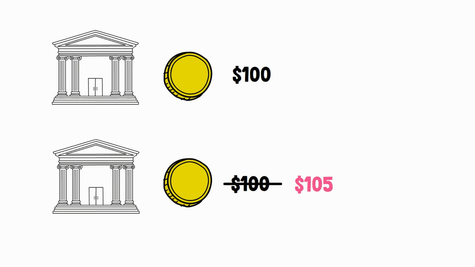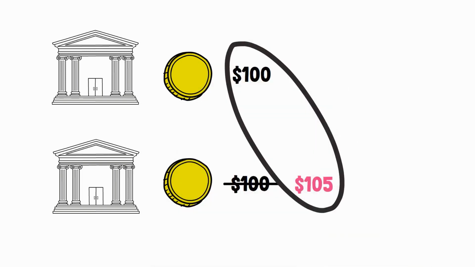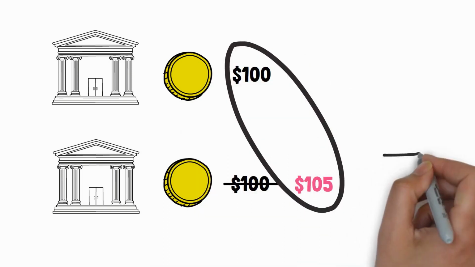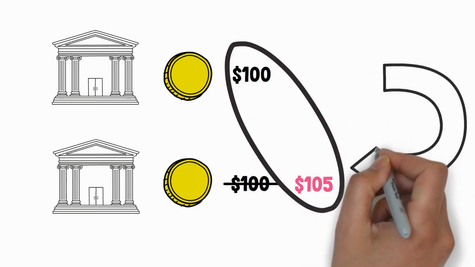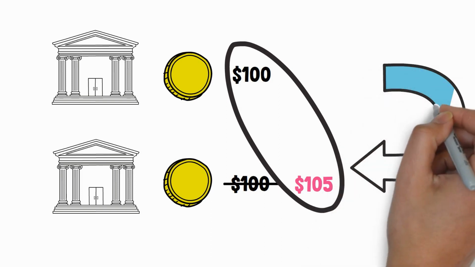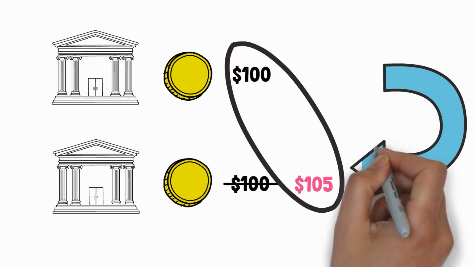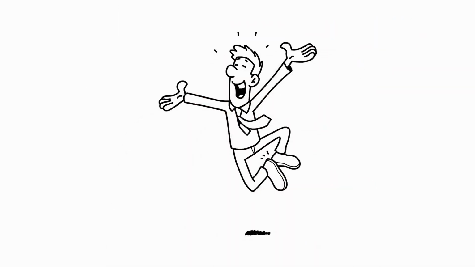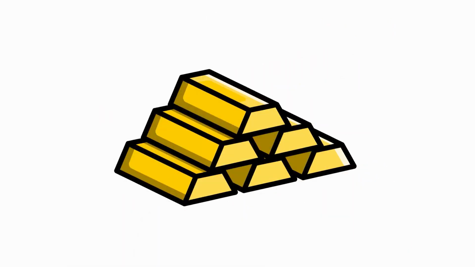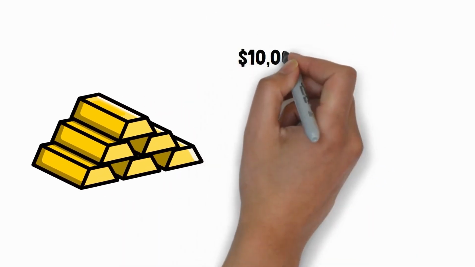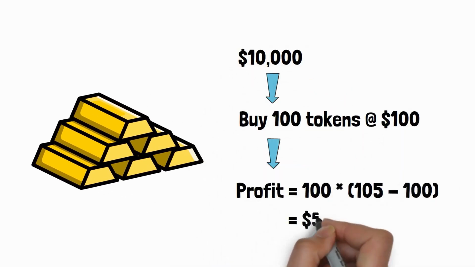Let's see an example. Let's say that the token ABC trades at $100 on exchange 1 and at $105 on exchange 2. To make money with arbitrage, you buy the token ABC at $100 on exchange 1 and you sell it at $105 on exchange 2. Congratulations, you just made a $5 profit. But how about if you had more capital? For example, if you do the arbitrage on $10,000, now your profit increases to $500.